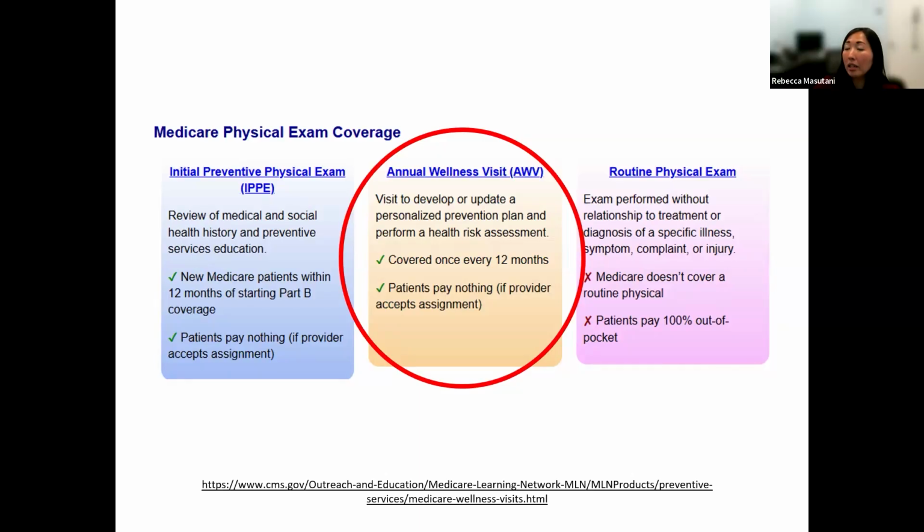I say this because if any other chronic conditions are addressed during the visit outside of the IPPE or annual wellness visit, providers can concurrently bill for an office visit, as an example, a return visit or established visit, in addition to the IPPE or annual wellness visit. And in those cases, patients may be subject to a cost-sharing amount. So we'll talk about billing in a few slides.